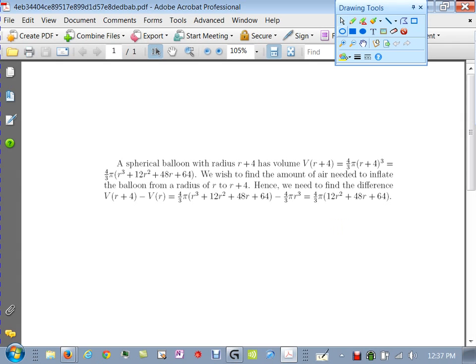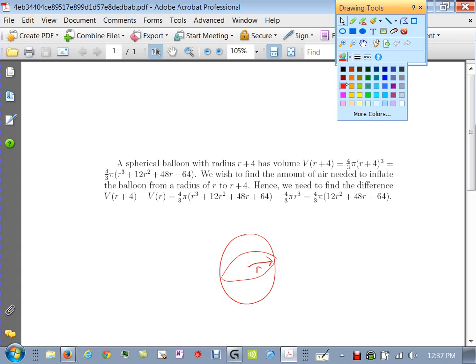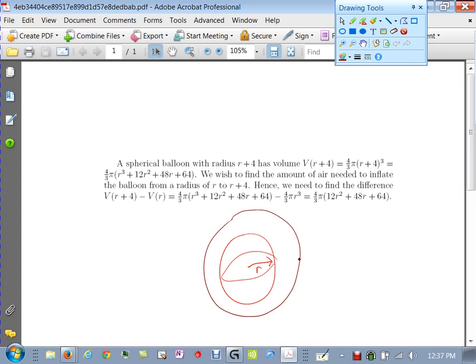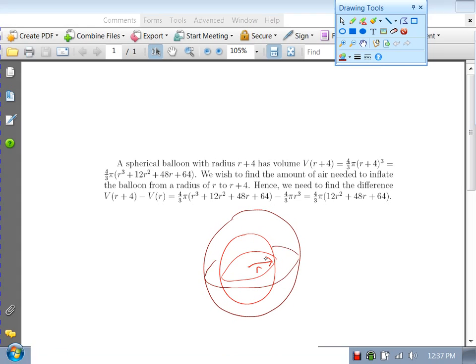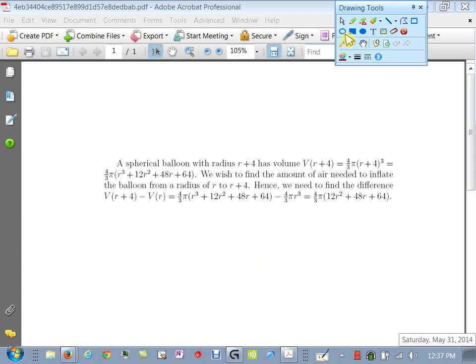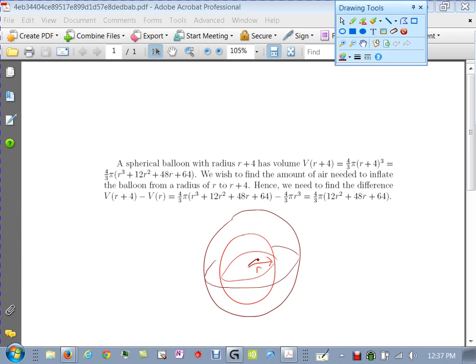So picture-wise, here's what we've got. We've got a sphere. It's got radius r on it, and we want to blow that thing up. See, r is not given, but we want to blow that up to a bigger sphere like this, and that radius we want to be r plus 4. How much air would we need to do that? This is how much air we would need. That's the volume of that air. It's the difference. It's the volume of air in between these. Okay. Hope that makes sense.